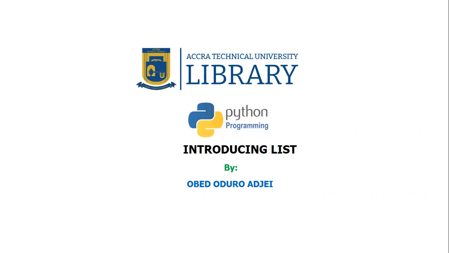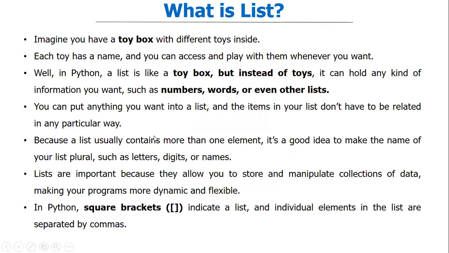Okay, so when we talk about list, what is list? Imagine you have a toy box, right? The purpose of the box is basically to contain all toys, and we have different types of toys inside the box. Each toy in the box has a name, and you can access and play with them whenever you want.